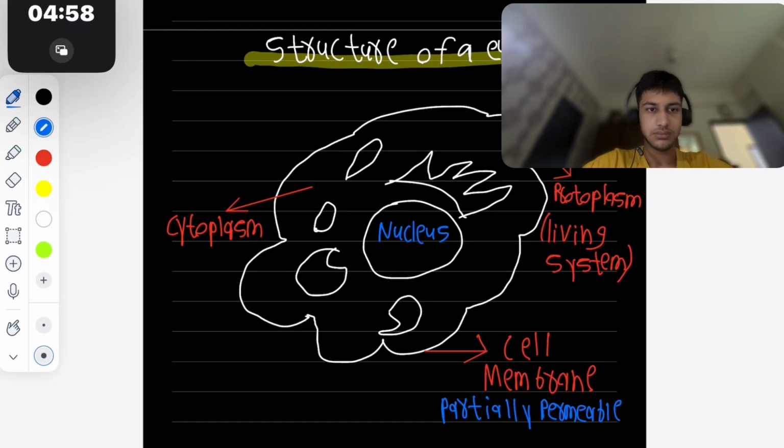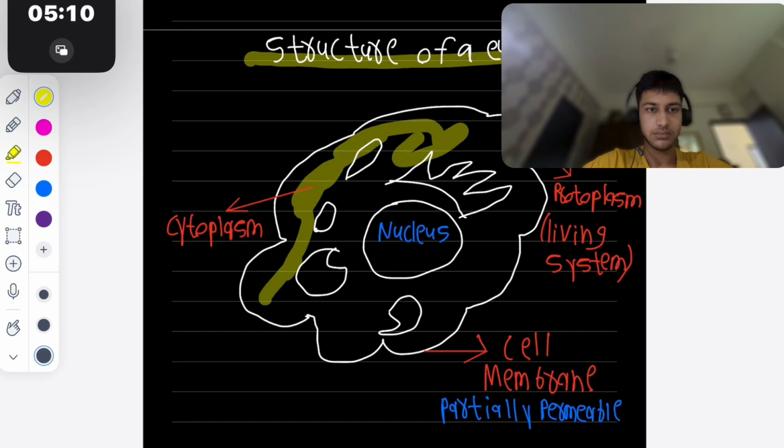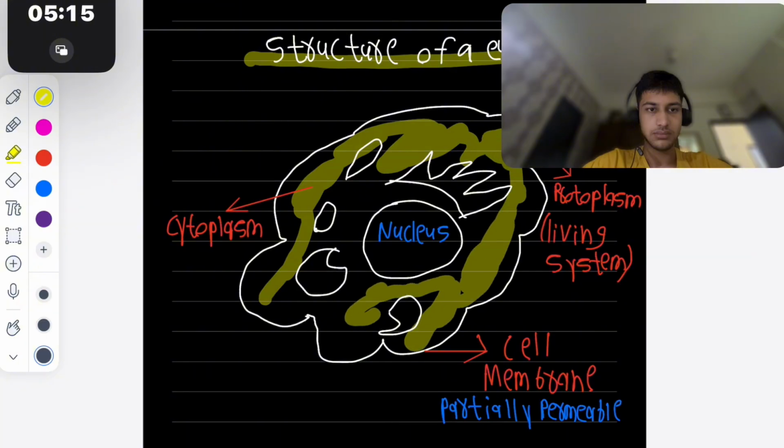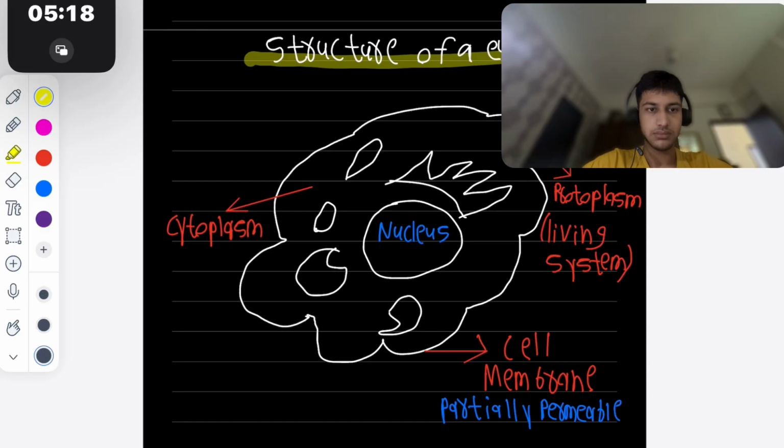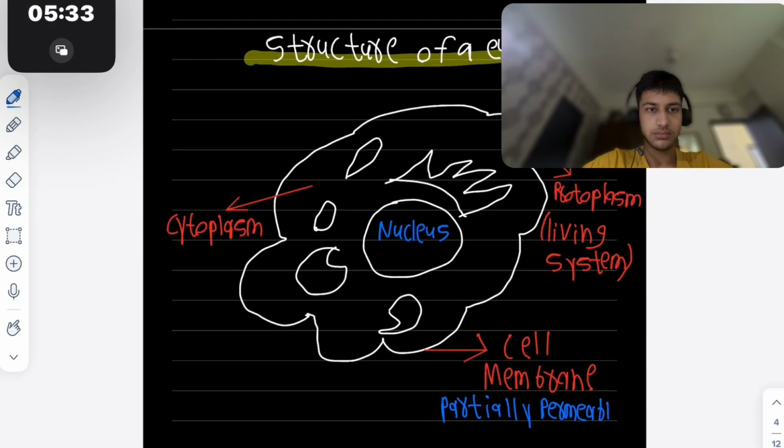Okay. Now we have the cytoplasm. Cytoplasm, it's just liquid. You can only expect to see liquid. Liquid helps all the organelles to swim, travel from one place to another. That's what the cytoplasm does. And now we have the nucleus. This is the nucleus, the brain of the cell. Okay, now this was the structure of the eukaryotic cell. If you want, you can draw this.